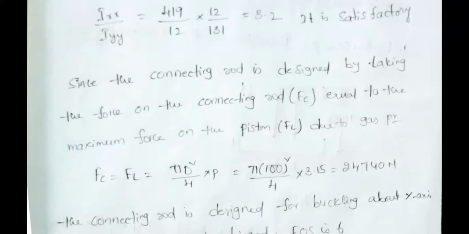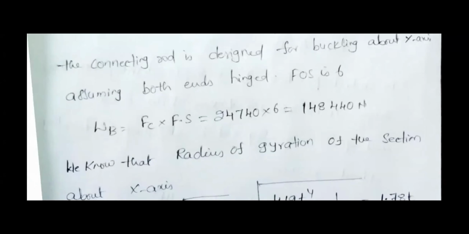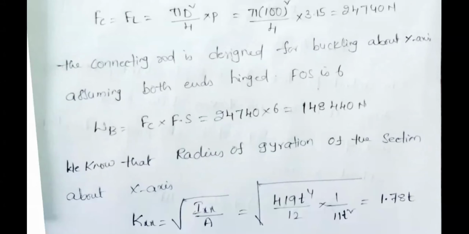If you have Rankine's formula, directly go for it. Before that, calculate the buckling load, which means maximum gas force into factor of safety. The factor of safety value is already given, that is 6. The maximum gas force value is 24740 newtons. So that is 148,440 newtons. Now apply the buckling load using Rankine's formula.